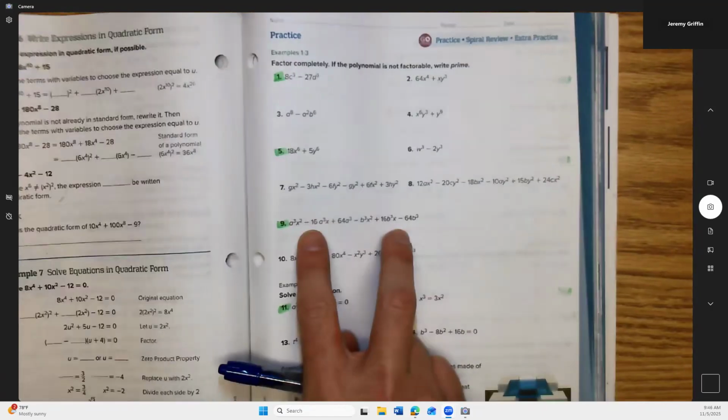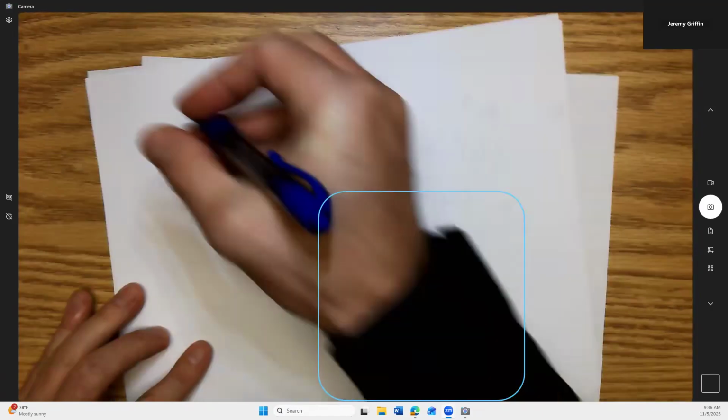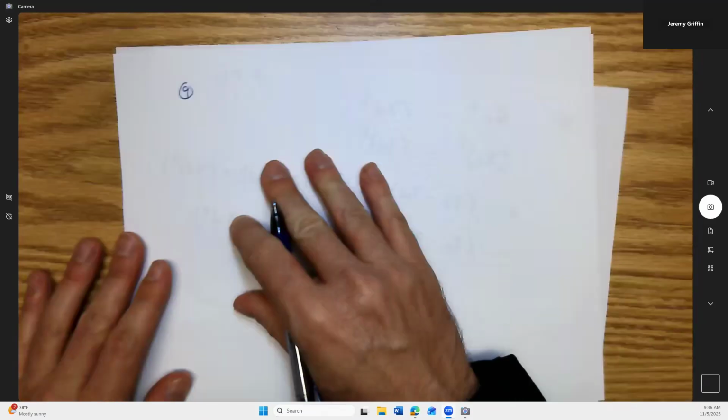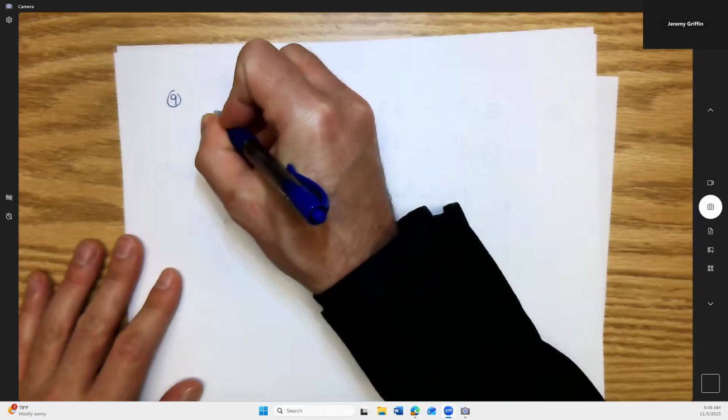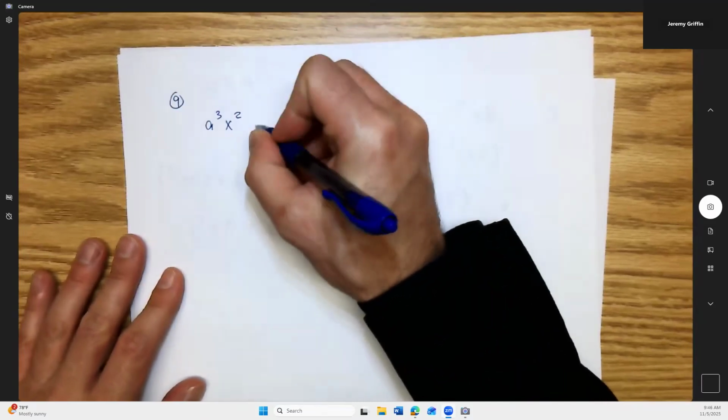And another one I want to do with you guys is number 9. And this will be a factor by grouping type example. So here, I know it's pretty tiny on the camera, I'll write it bigger here. So number 9 goes a cubed x squared. So there's 6 different terms. So this is a pretty long one.